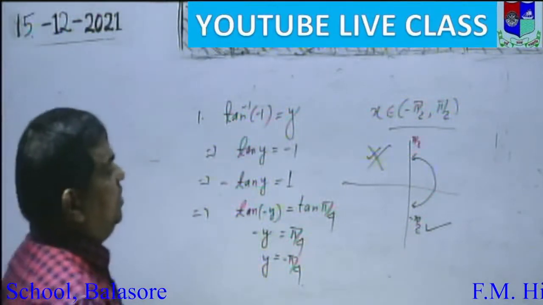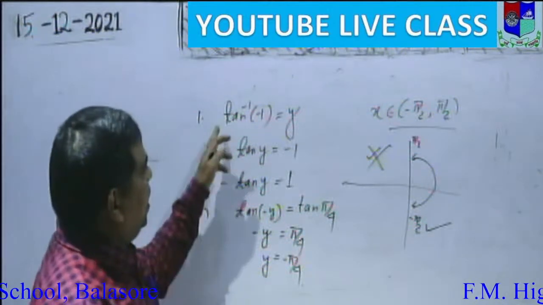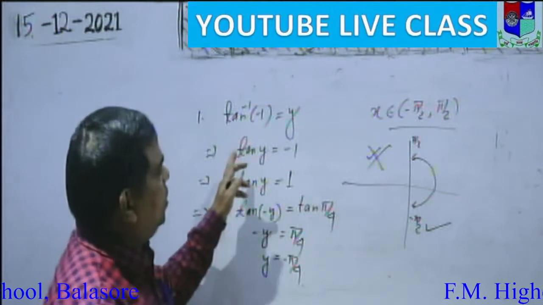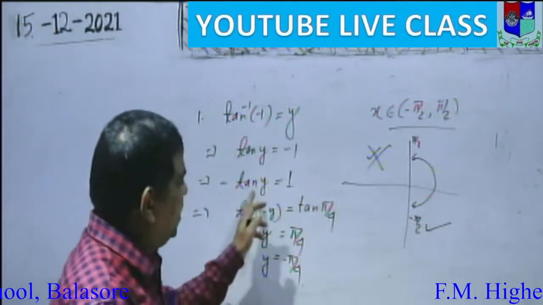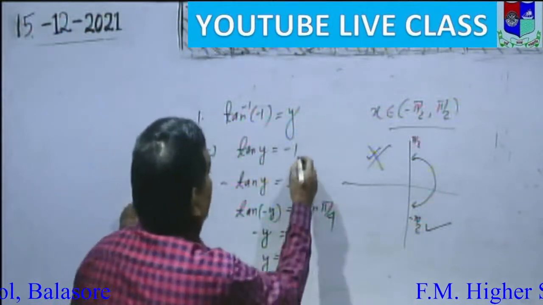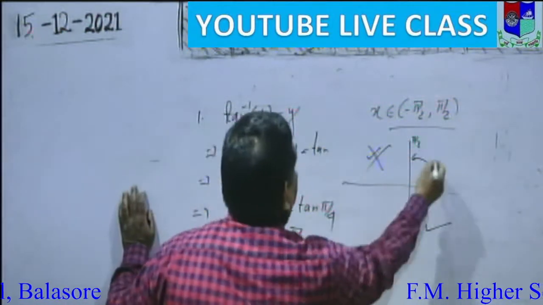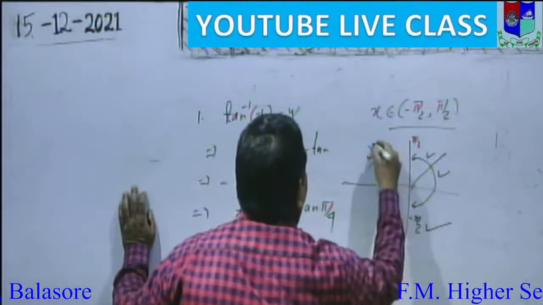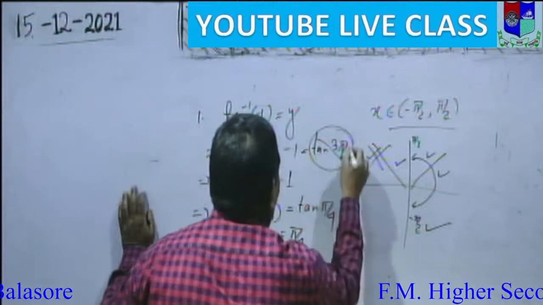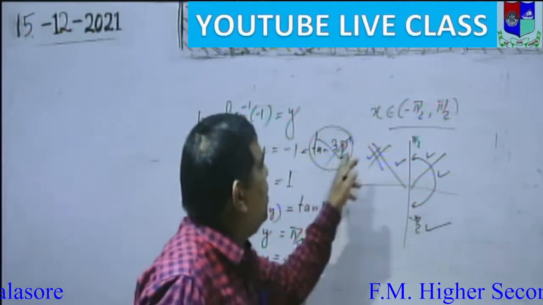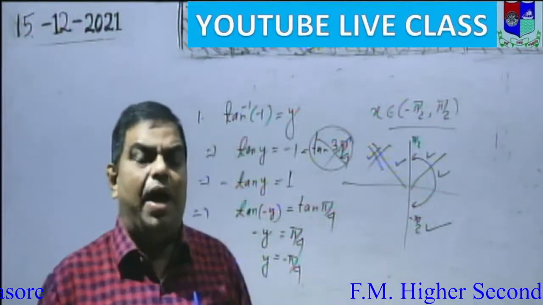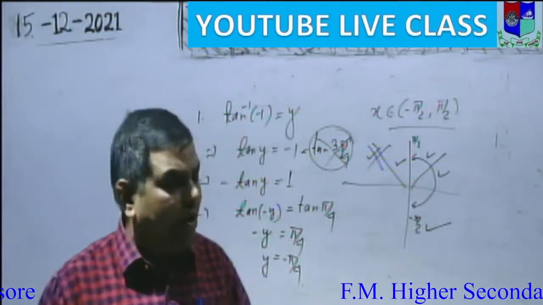This is the theory. Tan inverse minus 1 is equal to y, but tan y is minus 1. When we write tan y equal to minus 1, it is tan of pi by 4 with a negative sign. 3 pi by 4 as an answer will not be correct, because 3 pi by 4 is not coming in between minus pi by 2 and plus pi by 2.